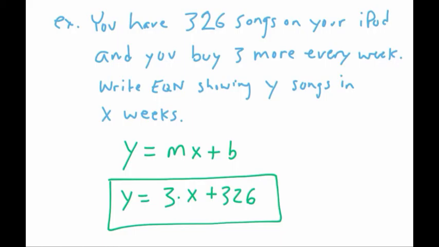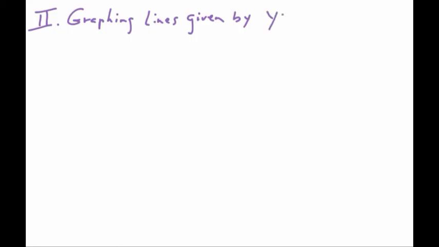Then the last part we're going to do hits that last I can statement, and it's going to be taking and graphing these things here. So I'm going to start out with a Roman numeral 3, actually Roman numeral 2, and say graphing lines given by y equals mx plus b.